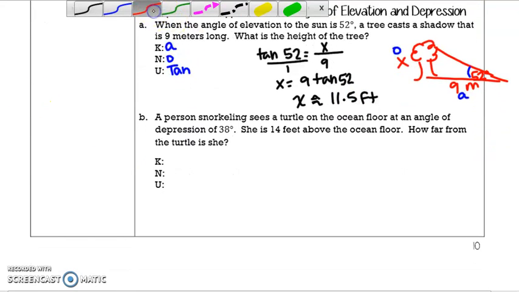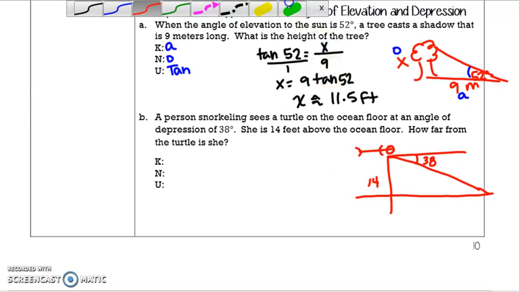So on the next one, we're going to have our angle of depression. We've got our swimmer here, 14 feet above the floor. Should probably put some legs. There we go. And then we have our angle of depression of 38 degrees. I should probably make that more like that. There we go.